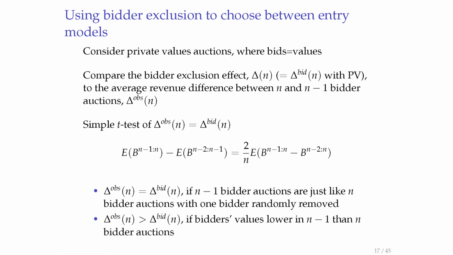These are two different kinds of auctions, one where there were n bidders and ones where there were n minus 1. On the right-hand side, it's only n bidder auctions that we're using, and just taking this expected gap between second and third order stats. Those two things should be equal in a private values button auction, and if they're not, then you can reject that valuations are independent of n. So that's one way you can use this bidder exclusion effect as an interesting test.